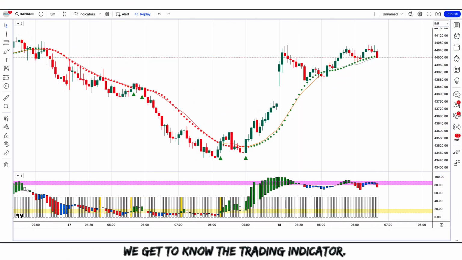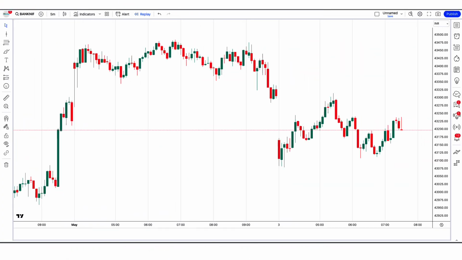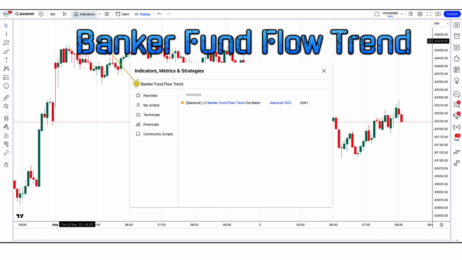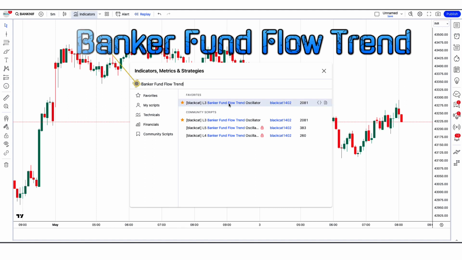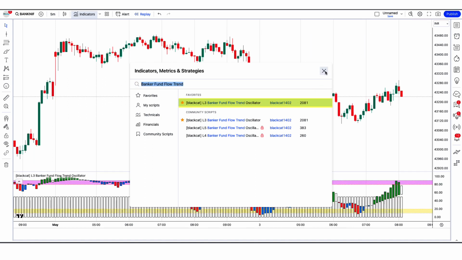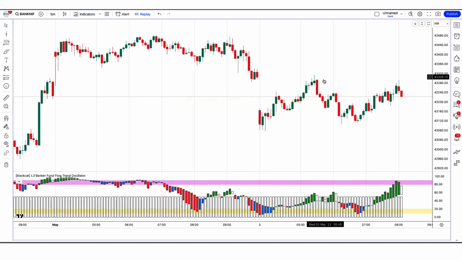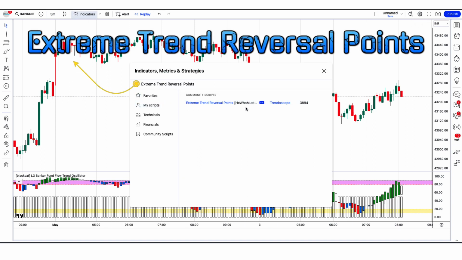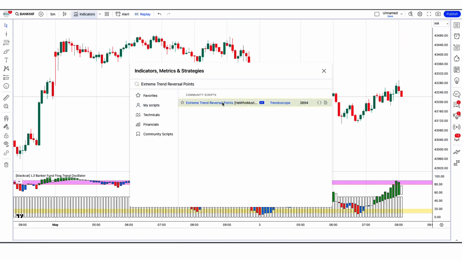First of all, we get to know the trading indicator. Let's first add the indicator to the chart. Head over to the indicator search tab and search for the banker fund flow trend indicator. After that, we have to click on the L3 banker fund flow trend oscillator option. After that, we have to apply another indicator on the chart. We will search extreme trend reversal points in the search box of TradingView. After that, we have to click on extreme trend reversal points option.